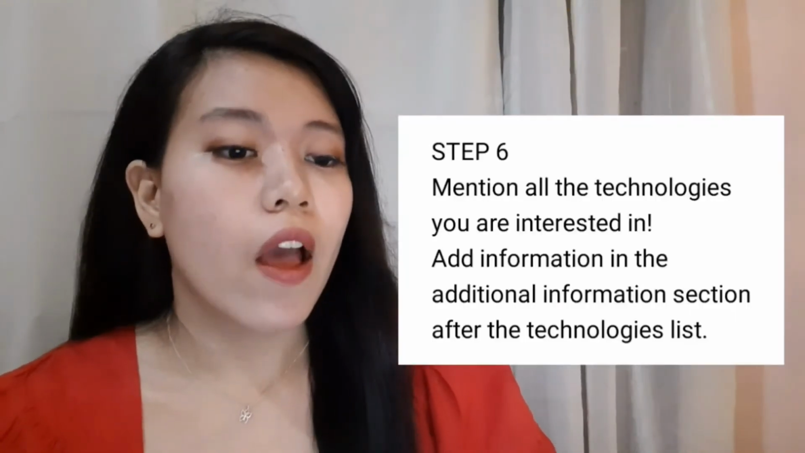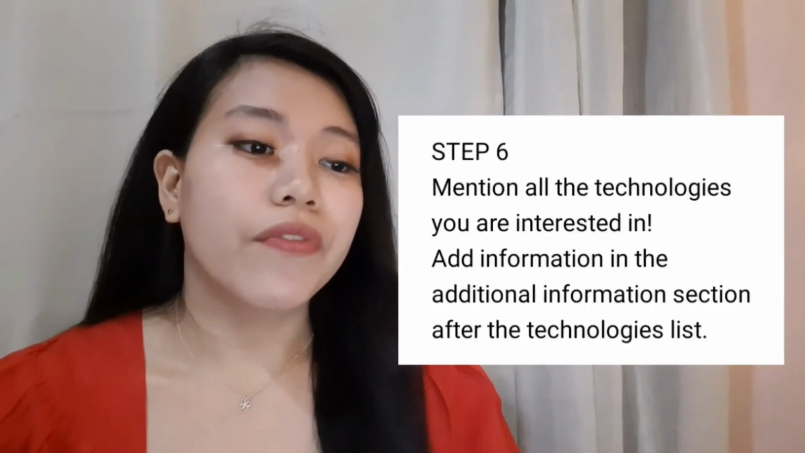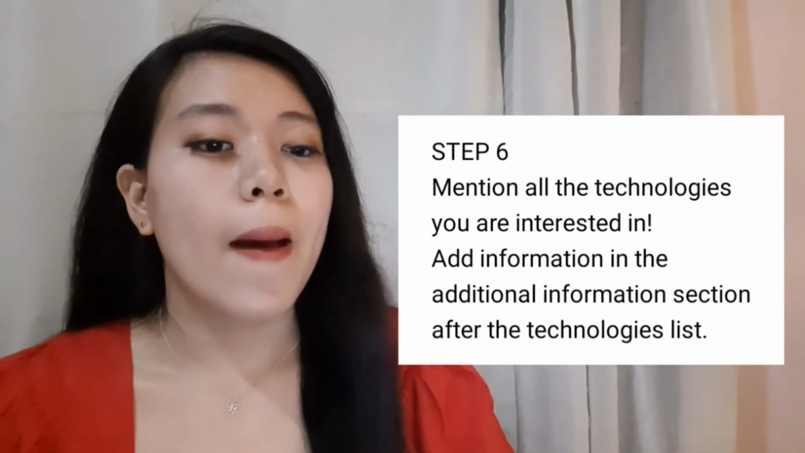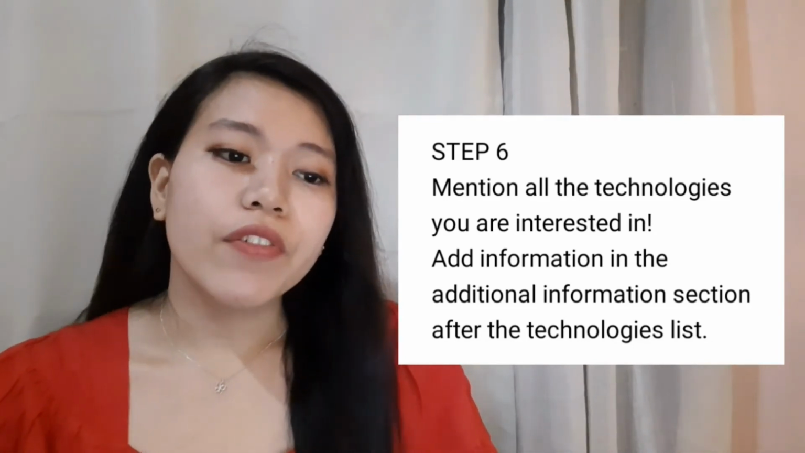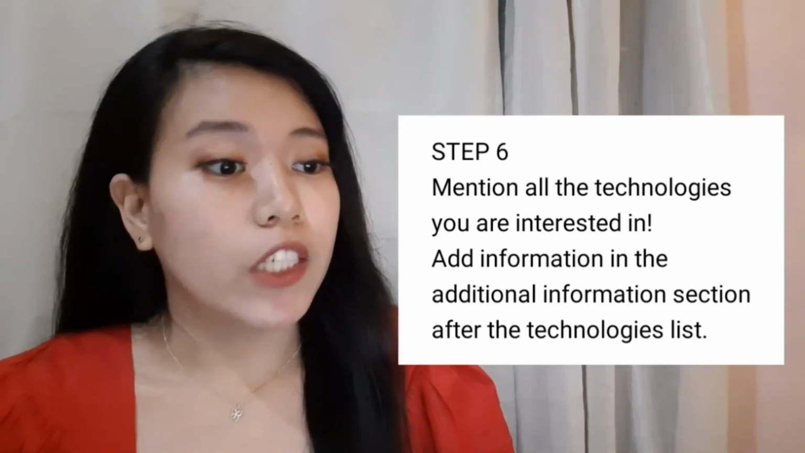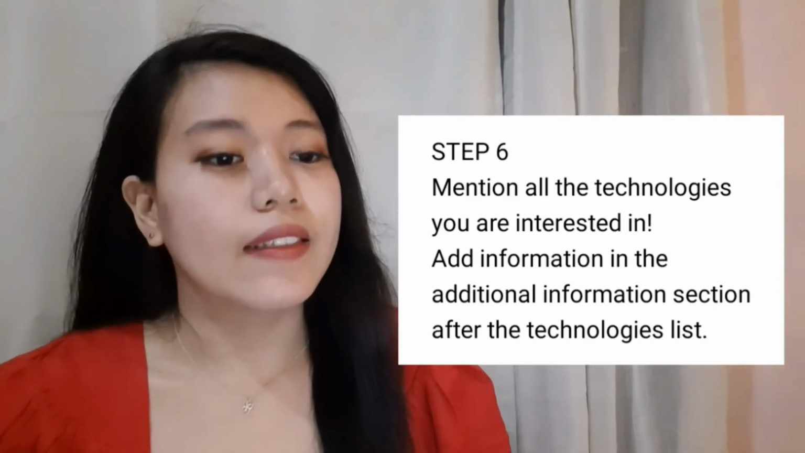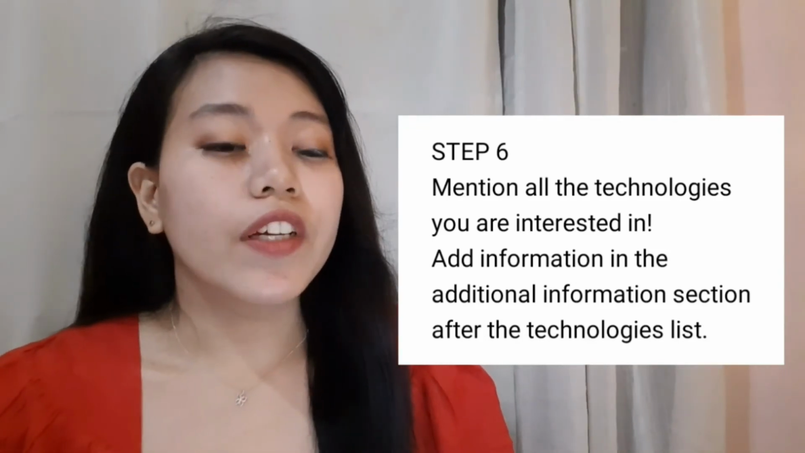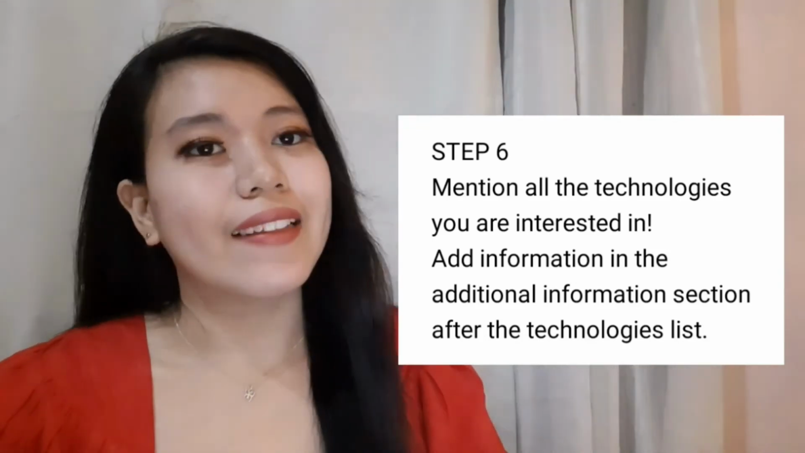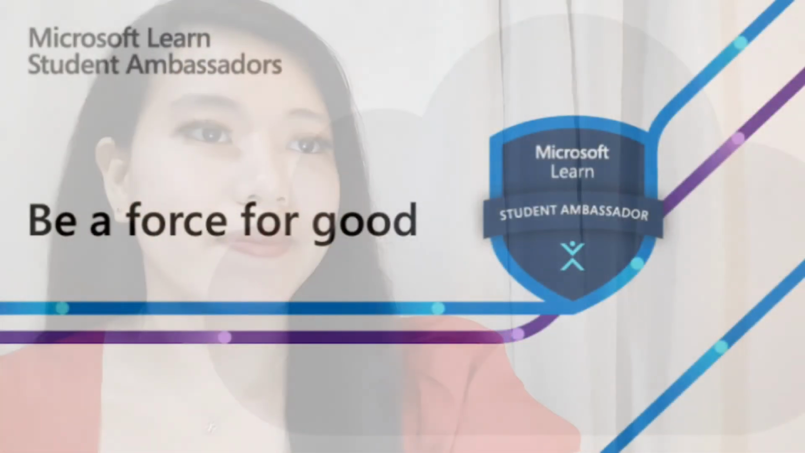So step 6, once you have completed filling the social media section, mention all the technologies you are interested in. And if you think there is some additional information you want to add, you can add it in the next field, the Additional Information section, after the technologies list. And this completes the application form.